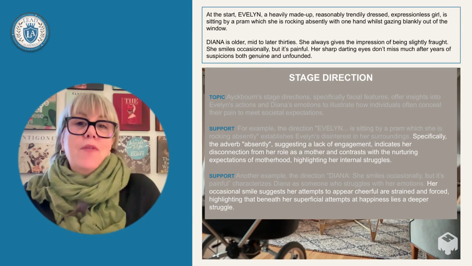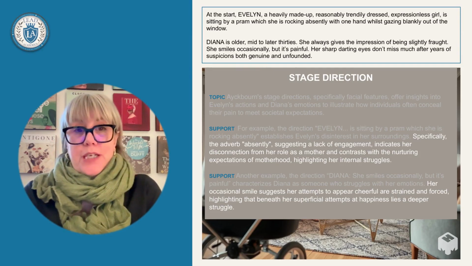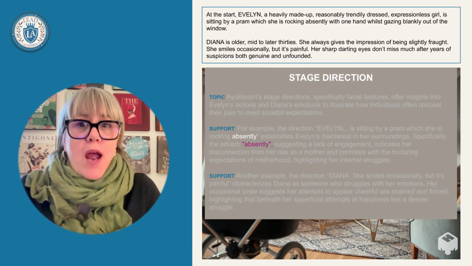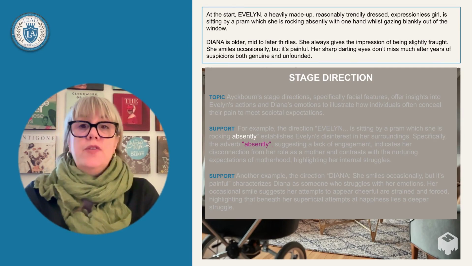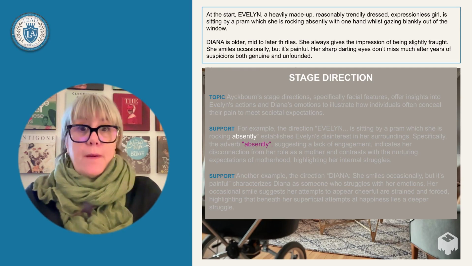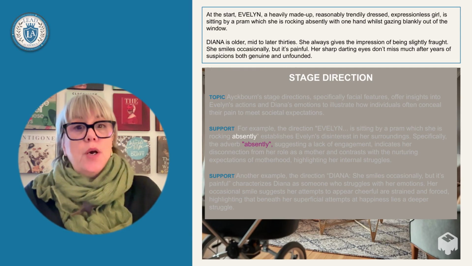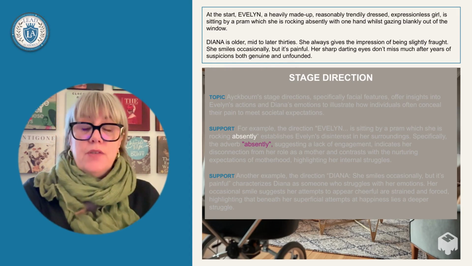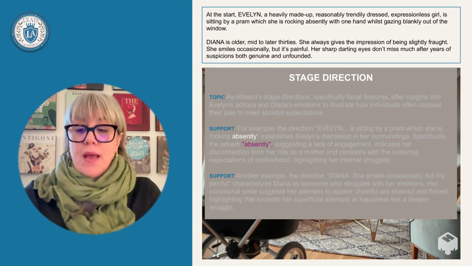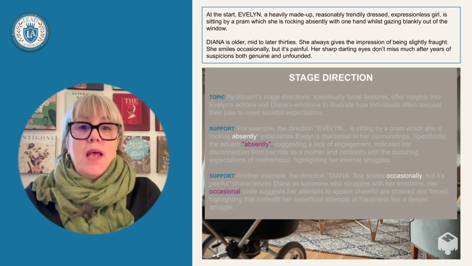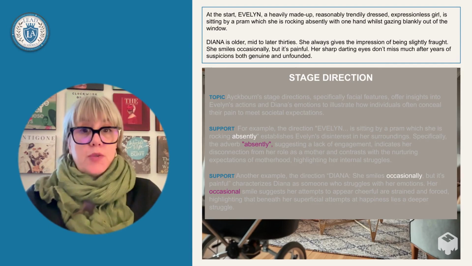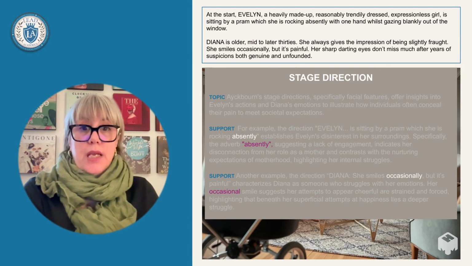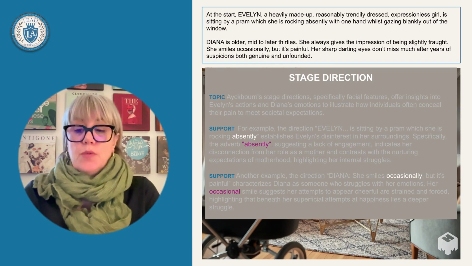Next, explain how the evidence supports your interpretation. In explaining the evidence, best practice is to zoom into the evidence itself, as shown here in the first example. Notice that the explanation begins with language taken from the evidence, specifically the adverb absently. And in the second example, the explanation centers on the language from the evidence. Here, her occasional smiles.